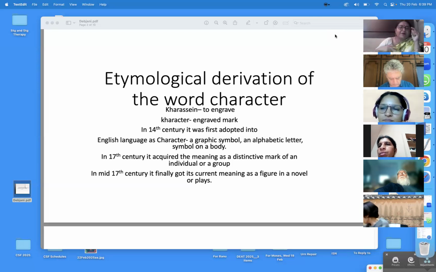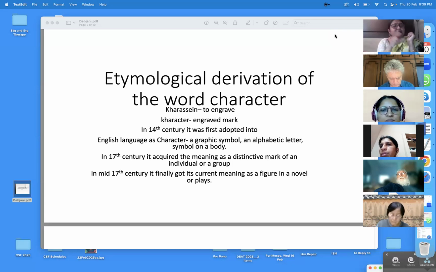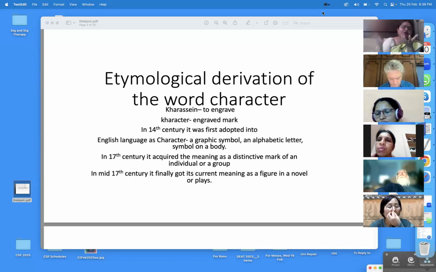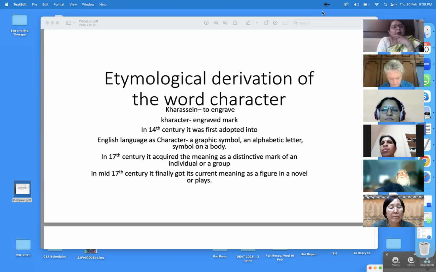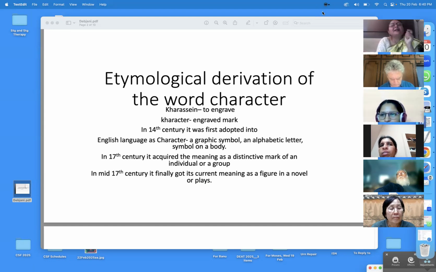And then over time, it evolved. Even in the Greek language, it came to be known as an engraved mark. So from that action, to engrave, it turned into an engraved mark. But in the English language, it was adopted much later, in the 14th century. As we all know, English is a melting pot of various cultures and languages. So this word was taken from Greek in the 14th century, and initially, even in English, it meant a symbol, a graphic symbol, an alphabetical letter, and sometimes a symbol on a body or a soul.